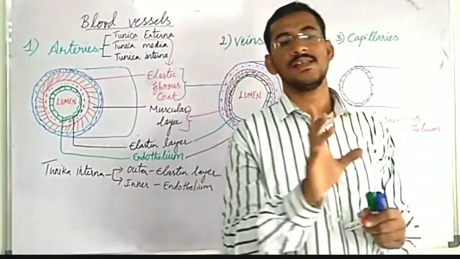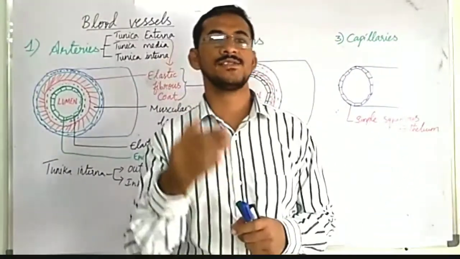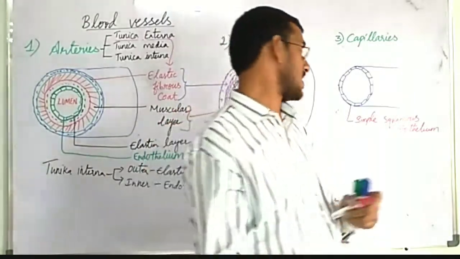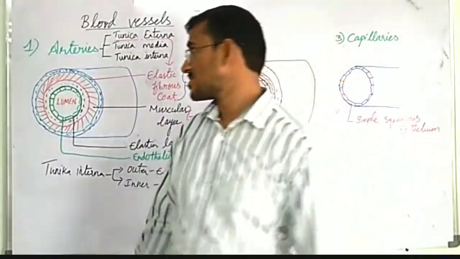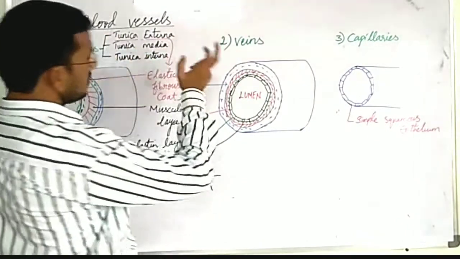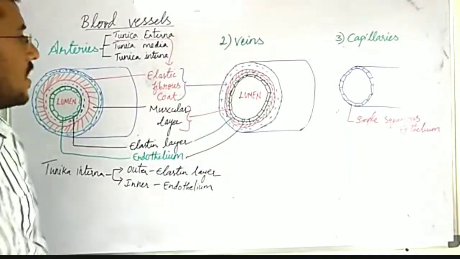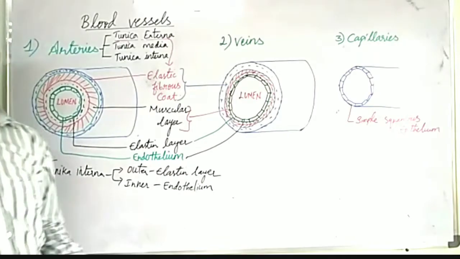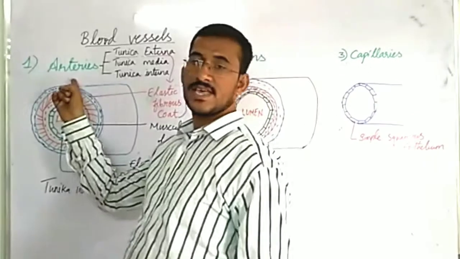It is made up of only one layer. That's why diffusion and osmosis can occur in capillaries, but not in arteries and veins. Now let us find the differences between arteries and veins.